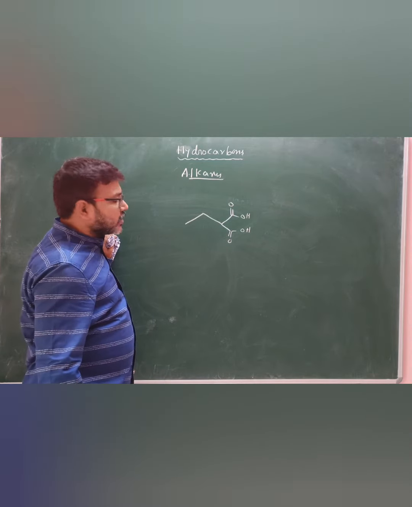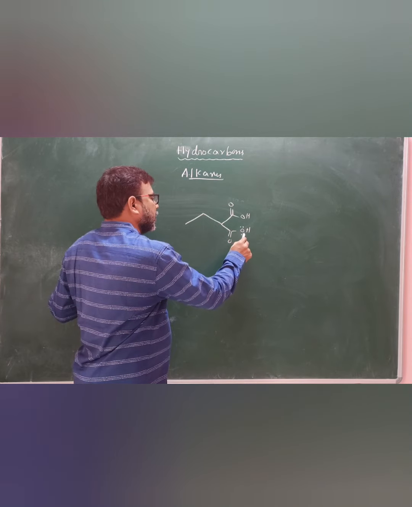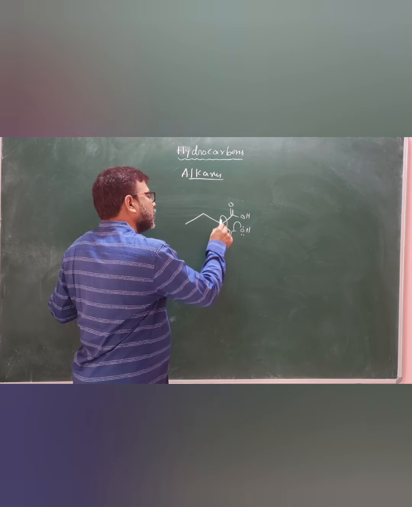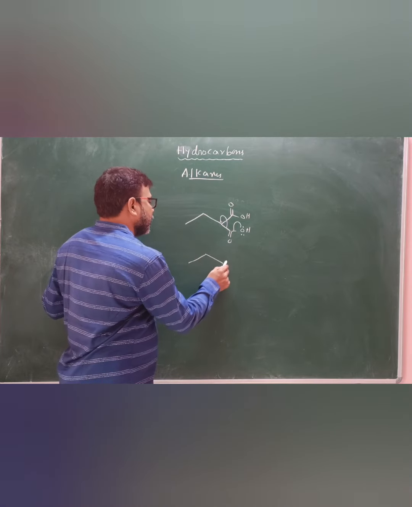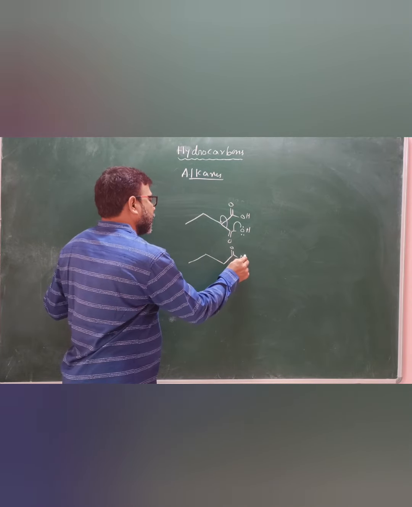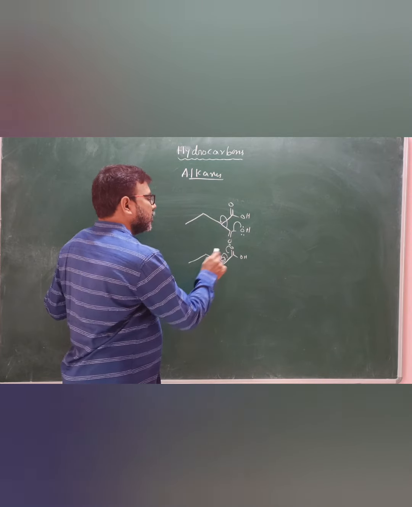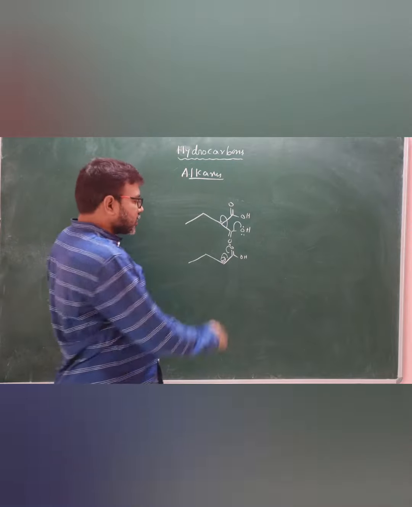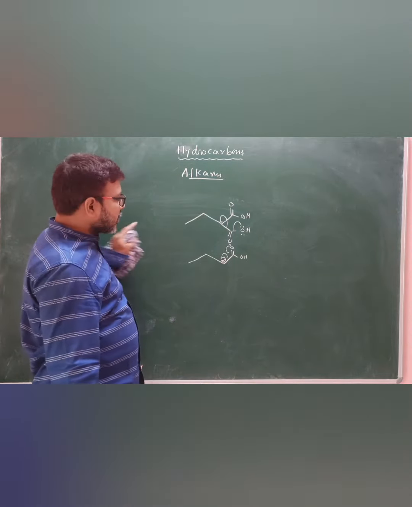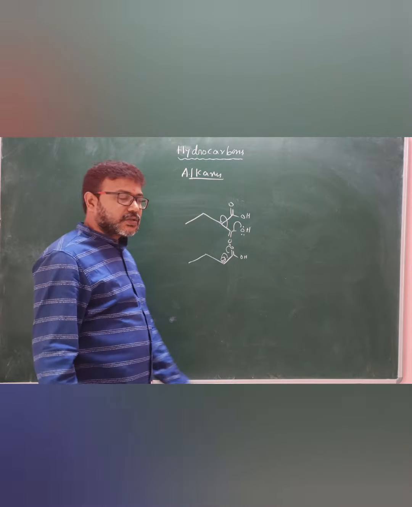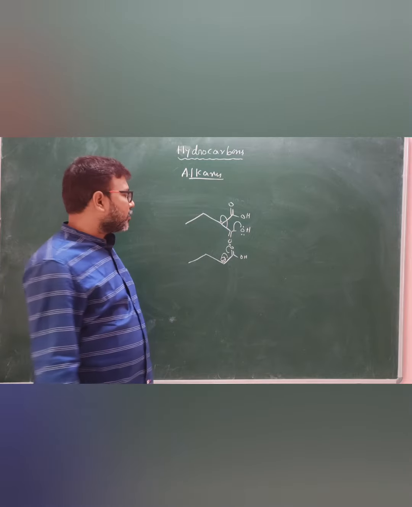This type of compound easily undergoes decarboxylation, because decarboxylation means loss of CO2. This bonded electron shifts to here. Now here you get a carbanion. This carbanion is stabilized by resonance because it is an electron withdrawing group. Now H plus attacks here. So 1,1 dicarboxylic acids easily undergo decarboxylation.